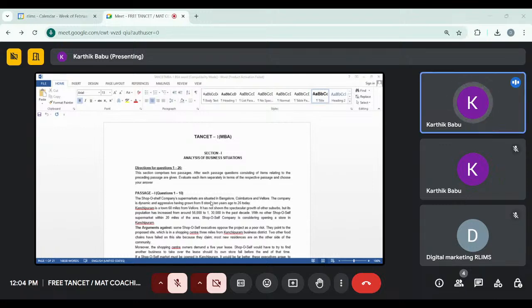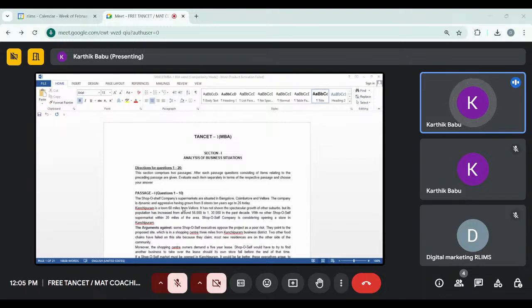Okay. So there is a topic called analysis of business situation, which is more like an English comprehension passage, but with a different perspective. Two passages will be given, each consisting of 10 questions, 20 questions in total. So you have to read the passage and answer the questions that follow it.